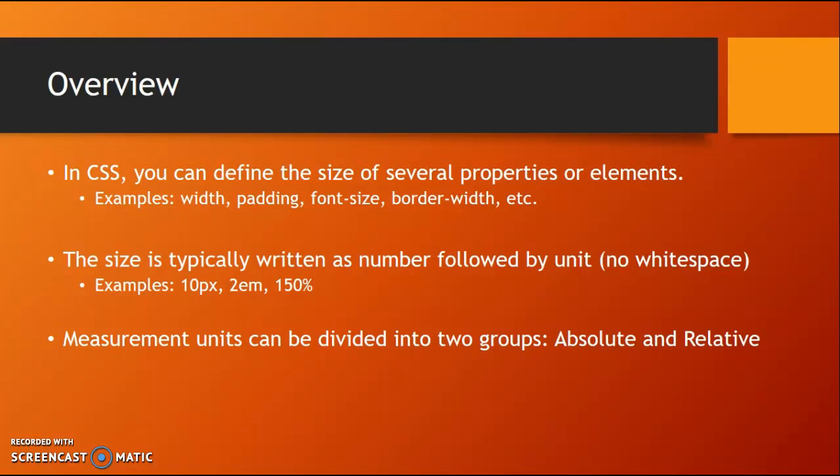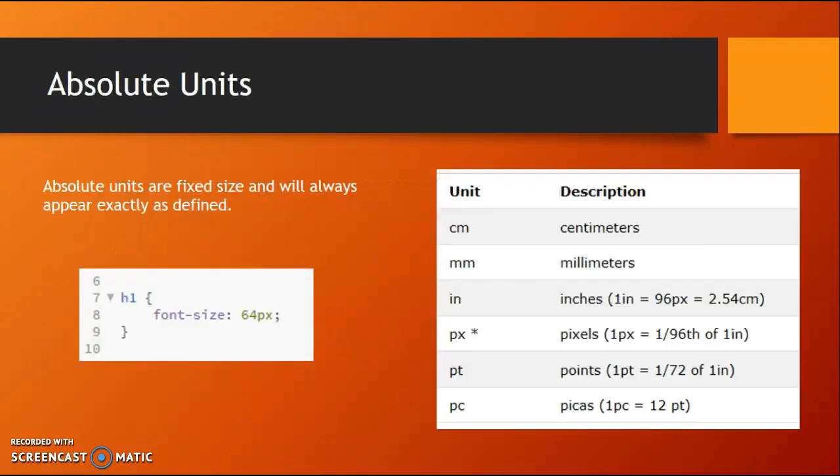Typically, you're going to write it out as the number followed by the unit without any white space. So you're going to say 10 pixels or 2 EM or 150%. The types of measurement units that are available can be divided into two basic groups, your absolute and your relative. We're all very familiar with absolute units. These are inches, centimeters, millimeters, pixels, and point size. Picas I haven't really seen as much.